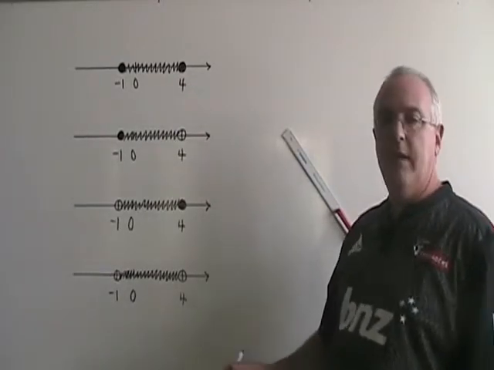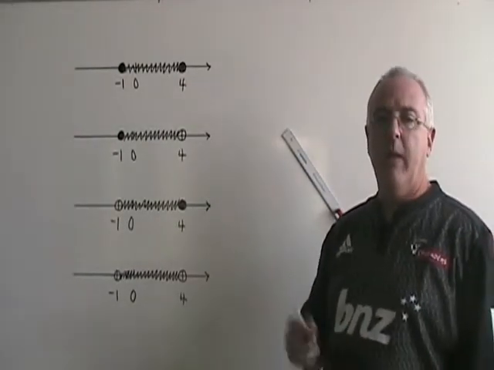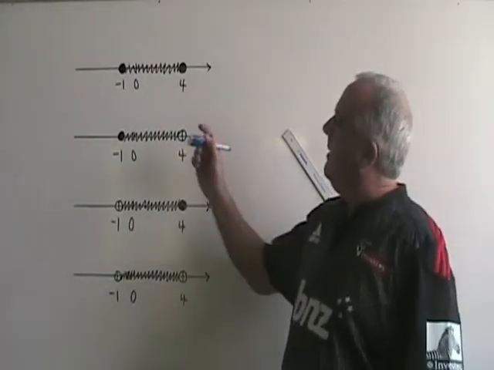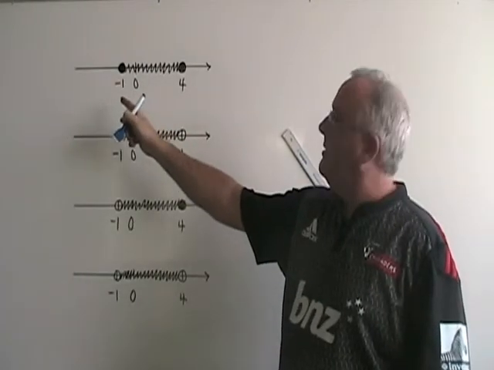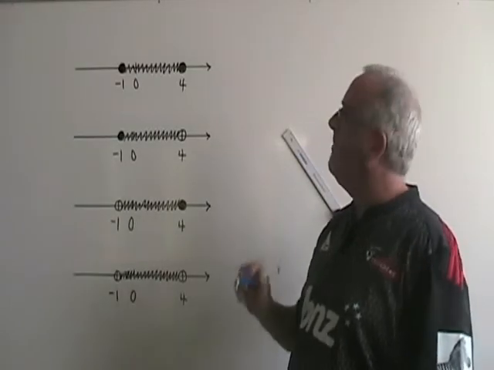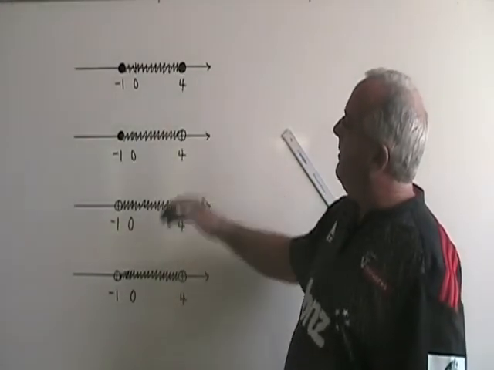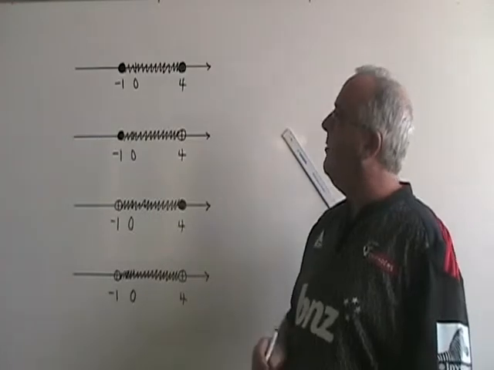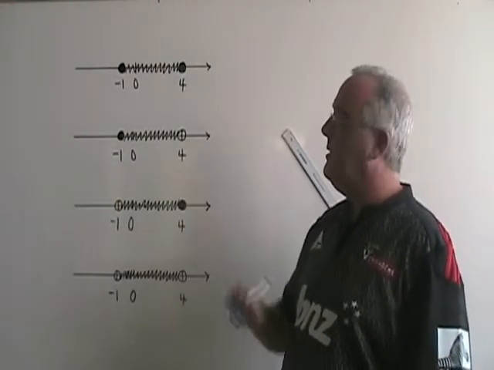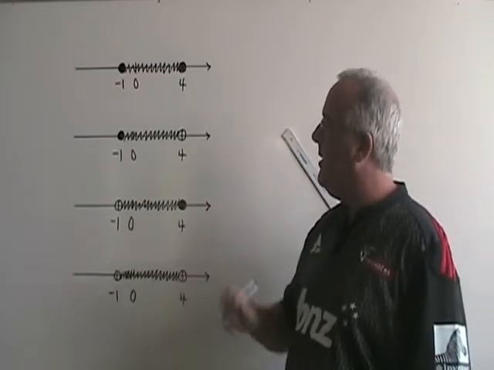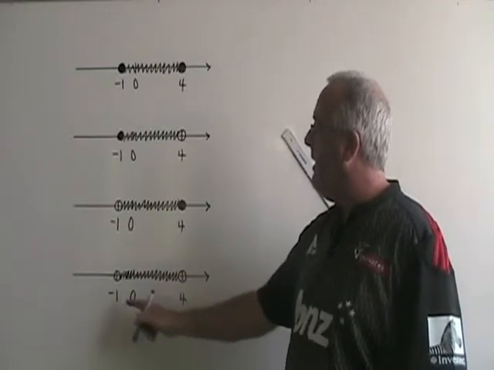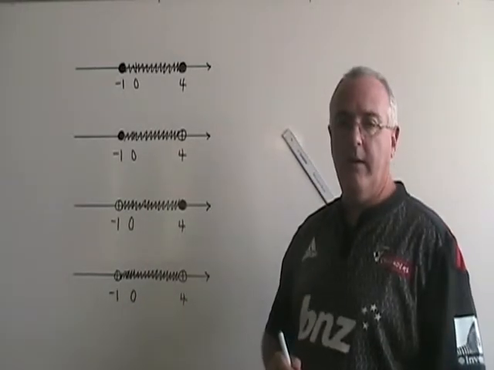Here are four more regions on the x-axis, and we want to express them using set builder notation. In this case, there are two limits. My regions are between -1 and 4 in all four cases. And the way they differ is that in the first one, the -1 and the 4 are both included. In the second one, the -1 is included, the 4 is not. In the third one, the -1 is not included and the 4 is included. And finally, in the fourth one, neither the -1 nor the 4 are included.